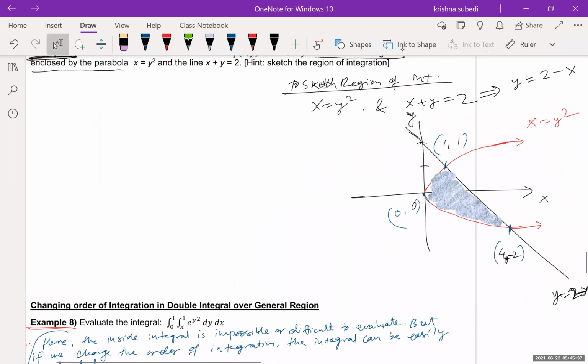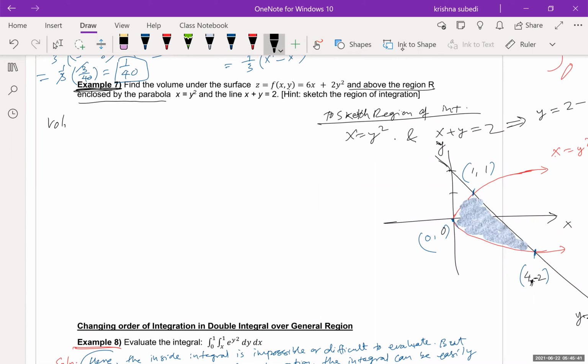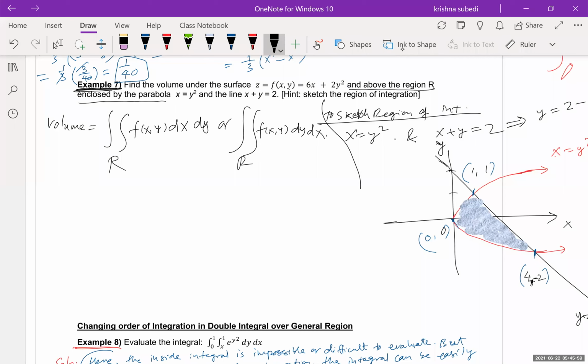Okay, now let's find the volume. Volume is given by the double integral over region R of the function f(x, y), either dx dy or dy dx. So we know that, right? Now, which order will make life easy here? That's all we need to figure out, okay? So in this case, making the outside integral constant is easy.